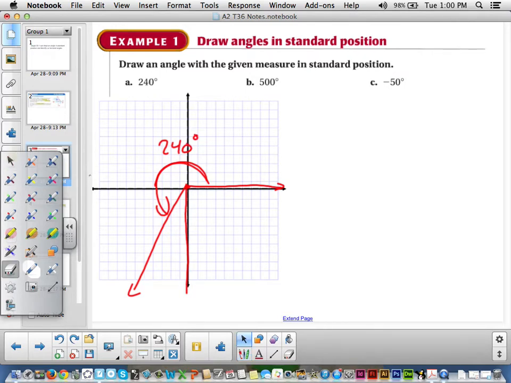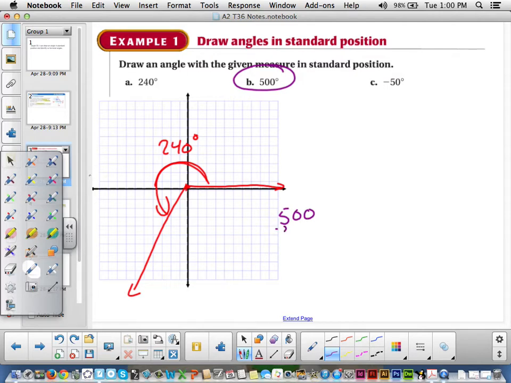All right, 500 degrees. We'll do 500 degrees in purple. First thing you should notice about 500 degrees is it's more than a full rotation because it's larger than 360. A full circle is 360 degrees. So the first thing we're going to do is subtract off that full rotation. 500 minus 360 degrees, we have 140 degrees left. So what we're really going to draw is a 140 degree angle.